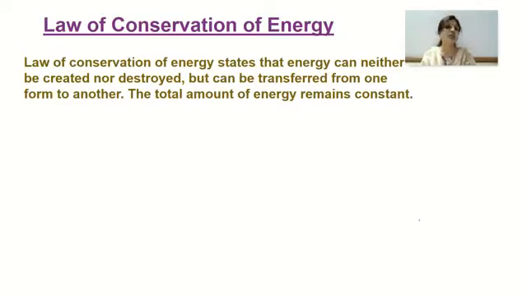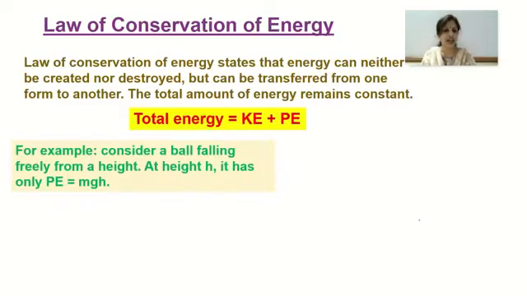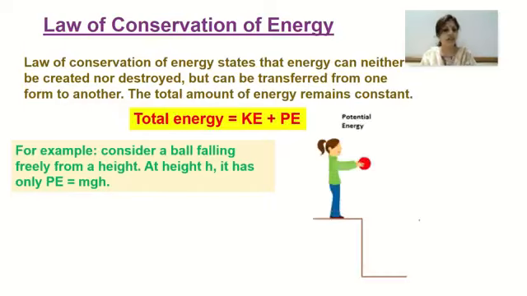Let us understand this with the help of one example. When I say total energy, it is the kinetic energy plus the potential energy of the object. So consider a ball falling freely from a certain height. Alright, have a look at this figure. A ball at a certain height, let h be the height at which the ball is held by the girl. Now the ball is at a certain height, and we all are aware that when the object is at a certain height, it has only potential energy. So the potential energy of the ball is m into g into h.